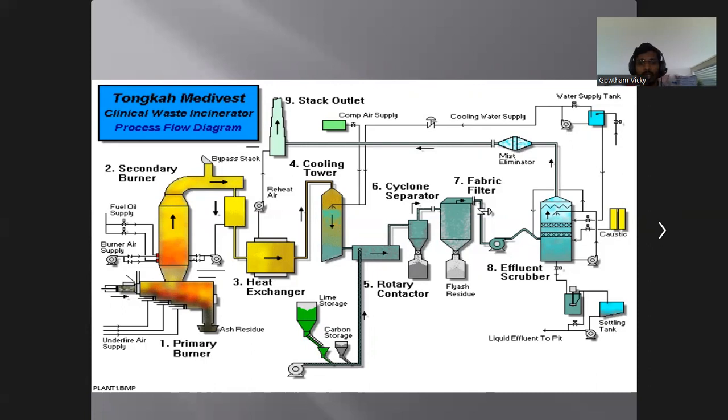In that water supply tank, the water should be supplied throughout the tank using the cooling towers, and should be supplied from the air compression and then supply of gas. So this is called the effluent scrubber setup and then the mist eliminator system. So finally the liquid effluent goes to the pit and then the settling tank, and then the caustic systems also should be converted.